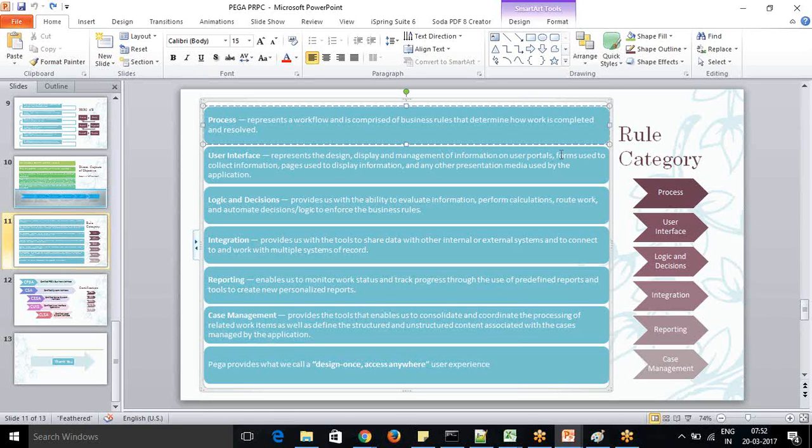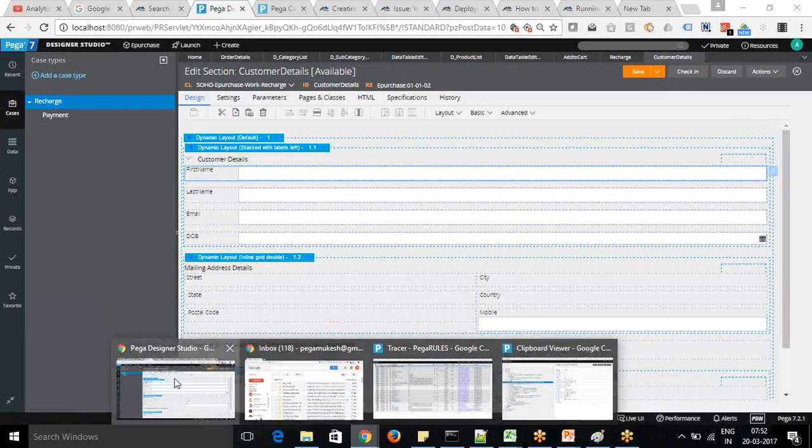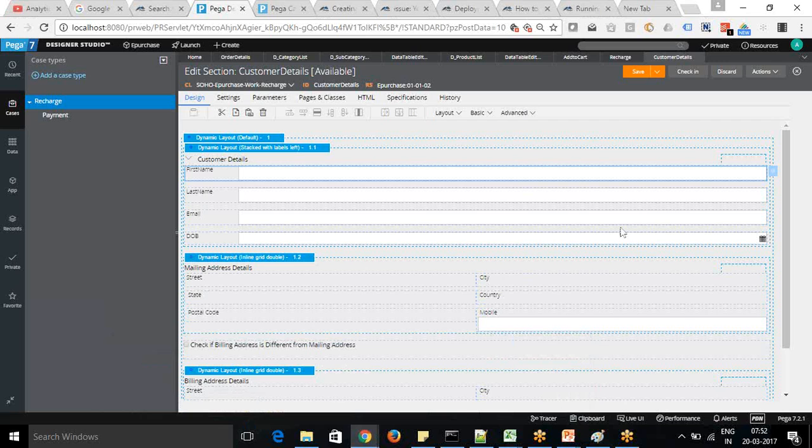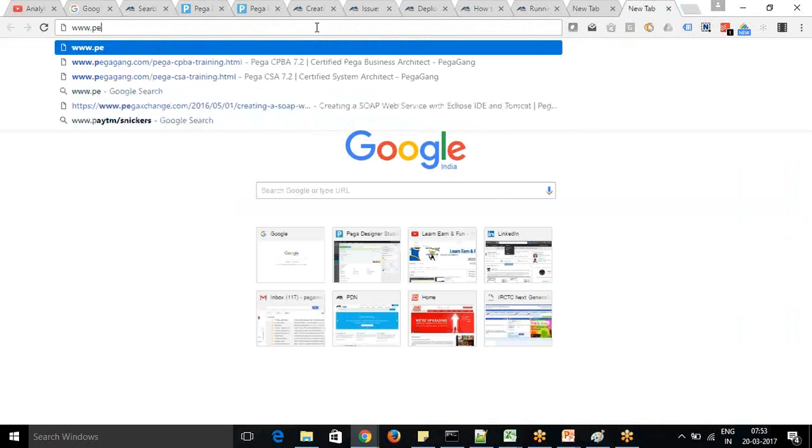Okay, I'll tell you that. Just give me 1 minute. So this is your Pega application, this is how the look and feel of the Pega application is. This is the single application which we are going to learn. Okay. So let's say I go to www.pega.com.